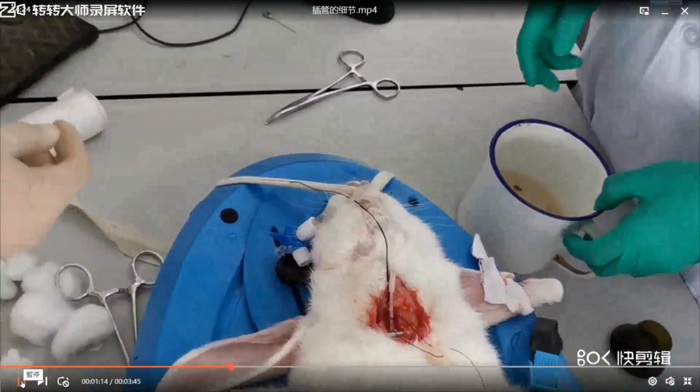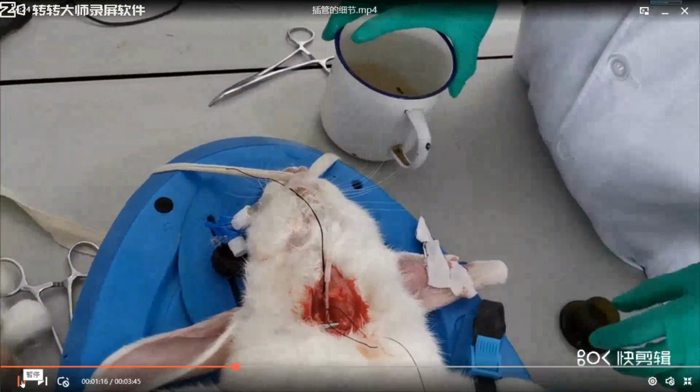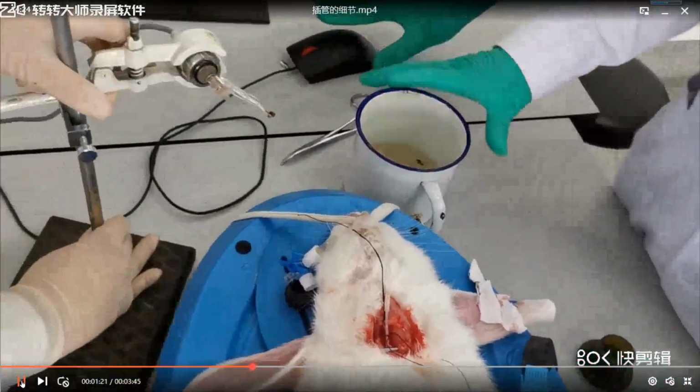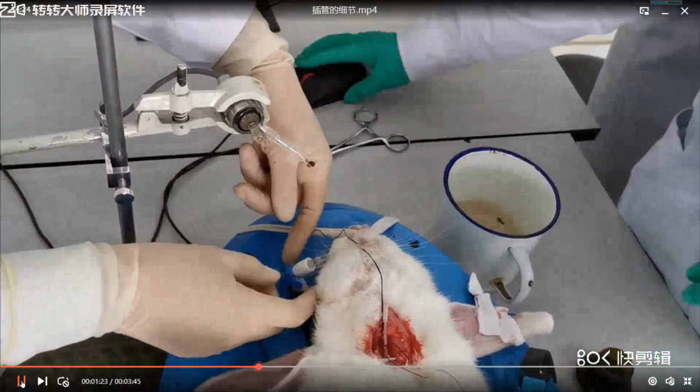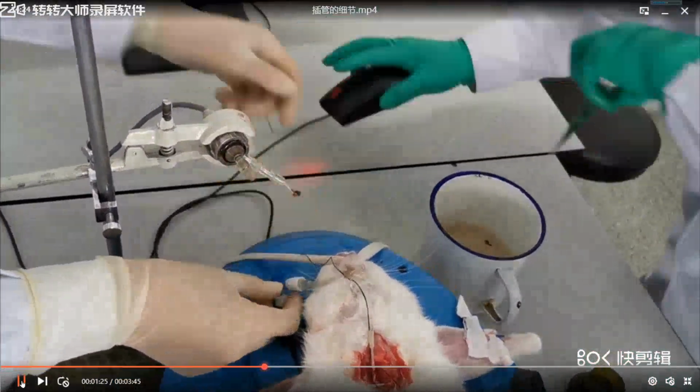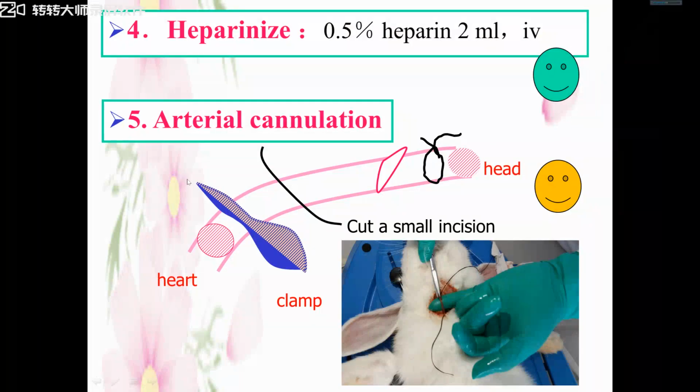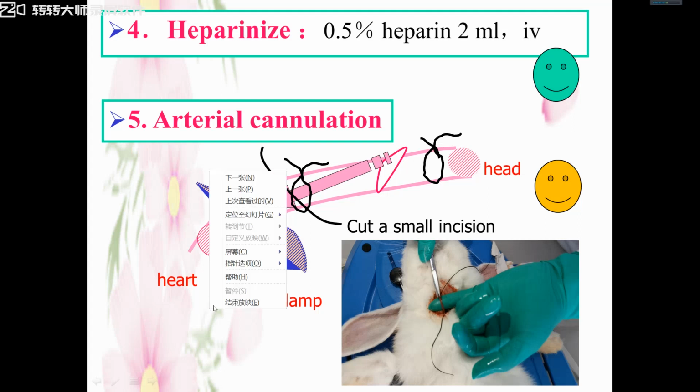Clean the operation area. Okay. We have inserted the arterial cannula, and then we can take the blood. Okay. Have a break. Let's continue later.